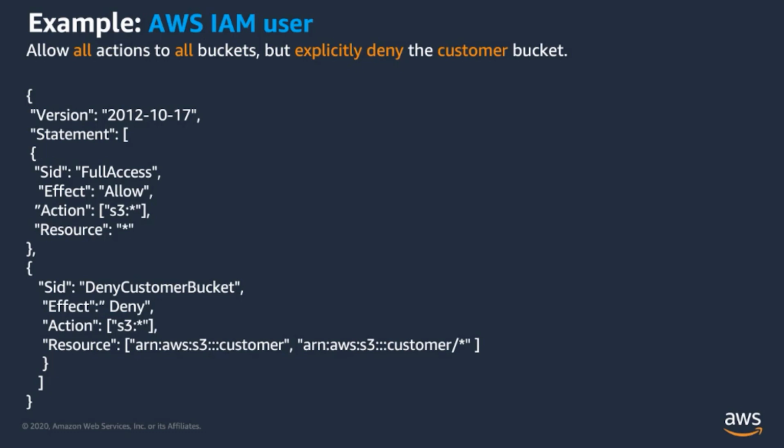Now, the other statement has SID deny customer bucket, effect deny, action s3:*, and resource customer and customer/*. So it's denying any action, either at the bucket level or the object level, for the customer bucket. And if you remember, explicit denies are evaluated first, so this would deny all access to that bucket.